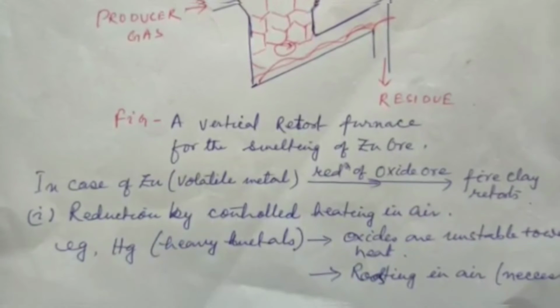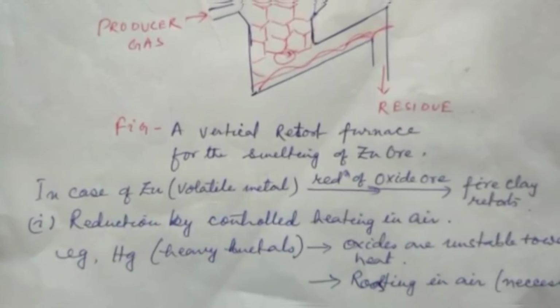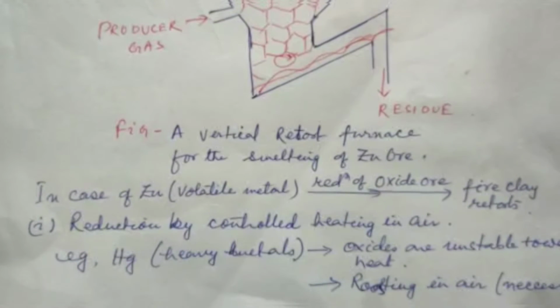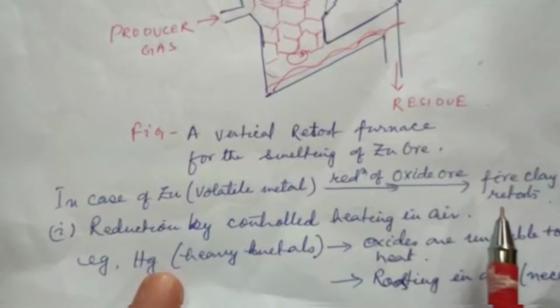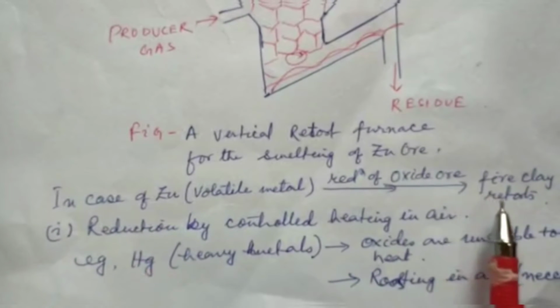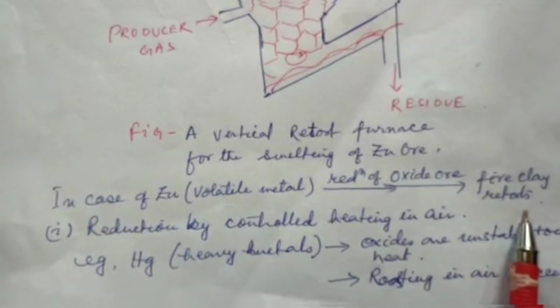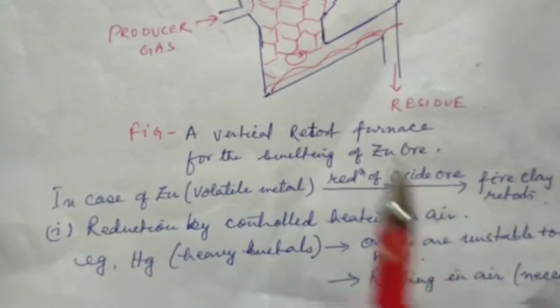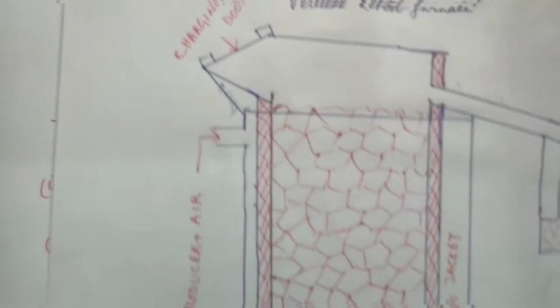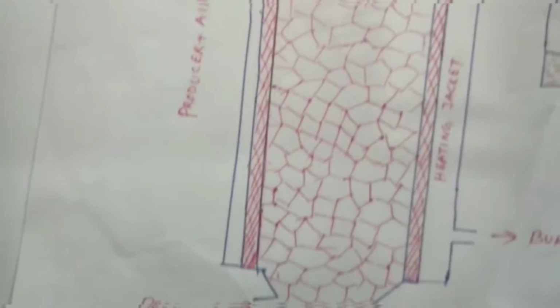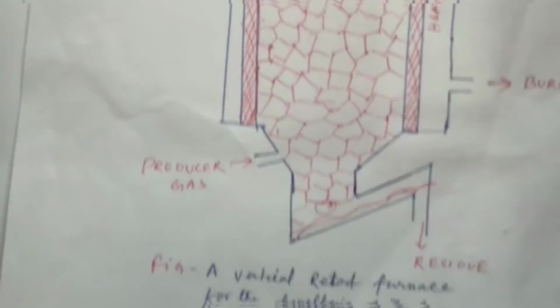In case of volatile metal such as zinc, smelting cannot be done in an open furnace. In such cases, reduction of oxide ore is carried out in fire clay retorts. The vertical retort is now in common use.